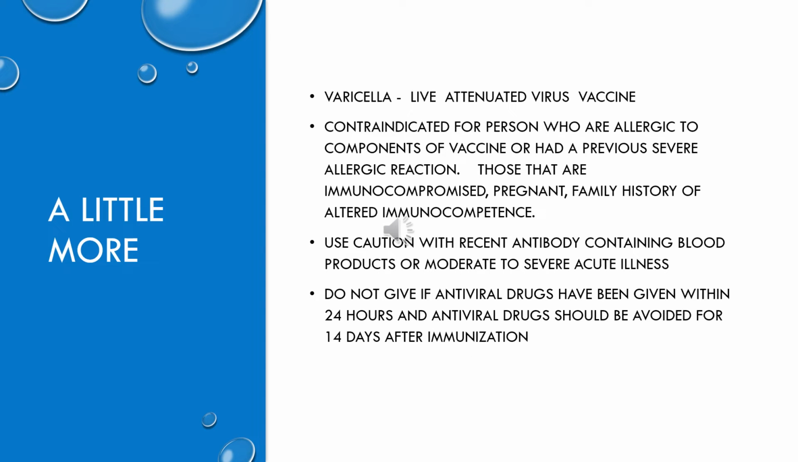So the varicella vaccine is also a live attenuated vaccine. It is contraindicated for people who are allergic to components of the vaccine. You're going to hear that a lot, or had a previous severe allergic reaction. And a lot of times when you look at your information sheets for the vaccines, they will tell you potentially what components you're looking for. Those that are immunocompromised, pregnant, or have a family history of altered immunocompetence also are contraindicated to receive this. You're going to start seeing a pattern, if you've noticed with some of these, about what contraindicates the ability to give these. You're going to use caution if they've had a recent antibody-containing blood products or moderate to severe acute illness.